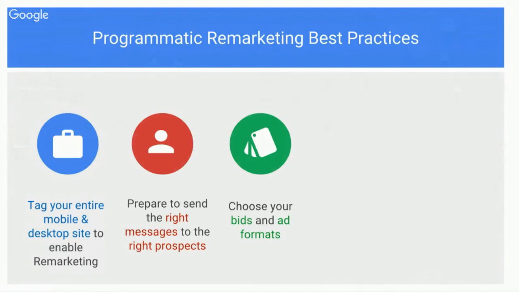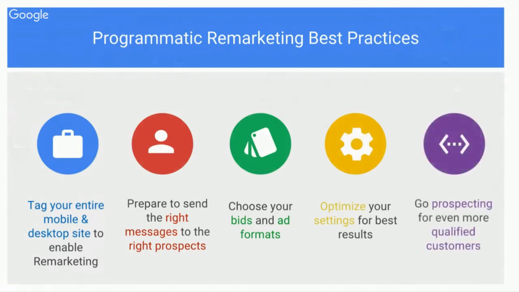Next, because people who have shown up on your site have demonstrated such strong intent, you really want to remove as many restrictions from your campaign as possible. You want to optimize your settings for best results. So remove exclusions for languages, locations, and placements. And then last, once you've done all of this, you want to look for new qualified customers using things like similar audiences, in-market audiences, or auto-targeting.